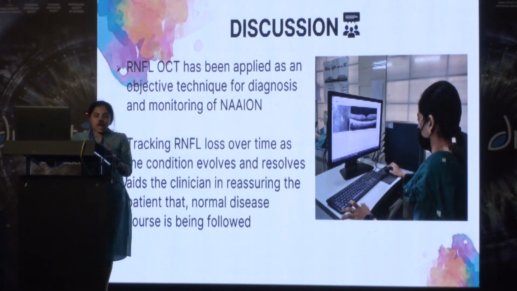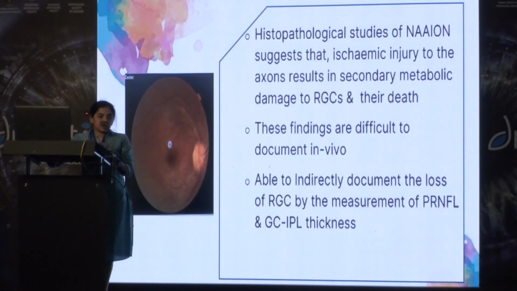Discussion. As we know, RNFL OCT has been applied as an objective technique for diagnosis and monitoring of NAION, and tracking RNFL loss over time as the condition evolves helps the clinician in reassuring the patient that the normal disease course is being followed. Also, many histopathological studies suggest that ischemic injury to the axon results in secondary metabolic damage to retinal ganglion cells and their death. But these findings are very difficult to demonstrate in vivo. But one might be able to indirectly document the loss of retinal ganglion cells by the measurement of peripapillary retinal nerve fiber layer thickness and ganglion cell layer, inner plexiform layer thickness.